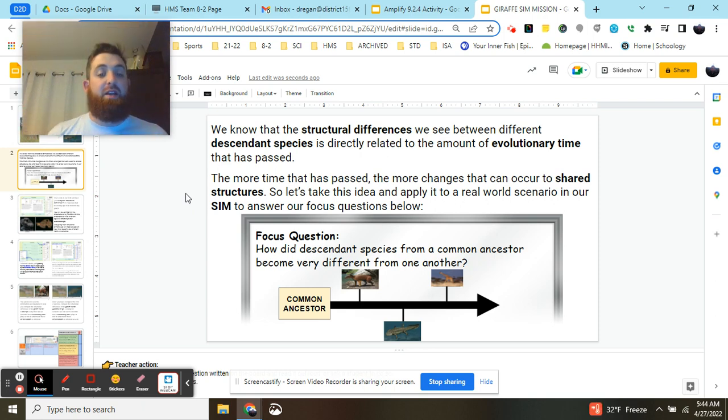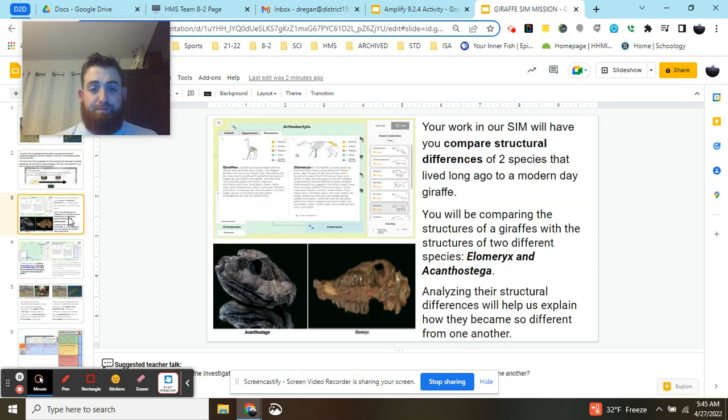So we're going to be taking this idea and applying it to our simulator, thinking about how these descendant species have differences in their shared structures, and thinking about the amount of evolutionary time that has passed so we can answer this question: how did descendant species from a common ancestor become very different? So let's take a look at how we're going to do this in the sim and what resources and things you'll see in the next set of tasks.